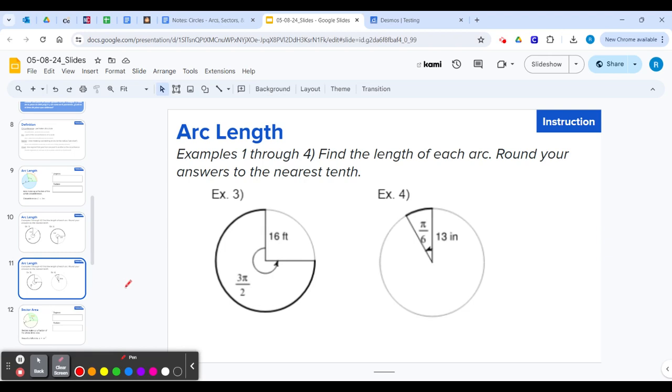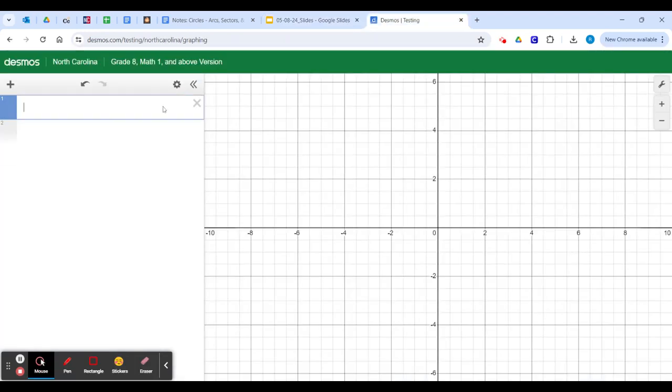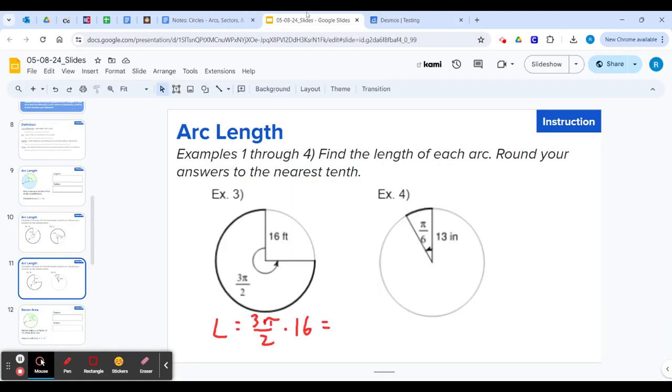r. So if we have this problem here where we're trying to find the arc length, then our angle is just 3 pi over 2, and we can just go times 16. And if I throw that into our Desmos calculator, we go 3 pi over 2 times 16. We just get 75.4, and this will be feet as our units of measure.